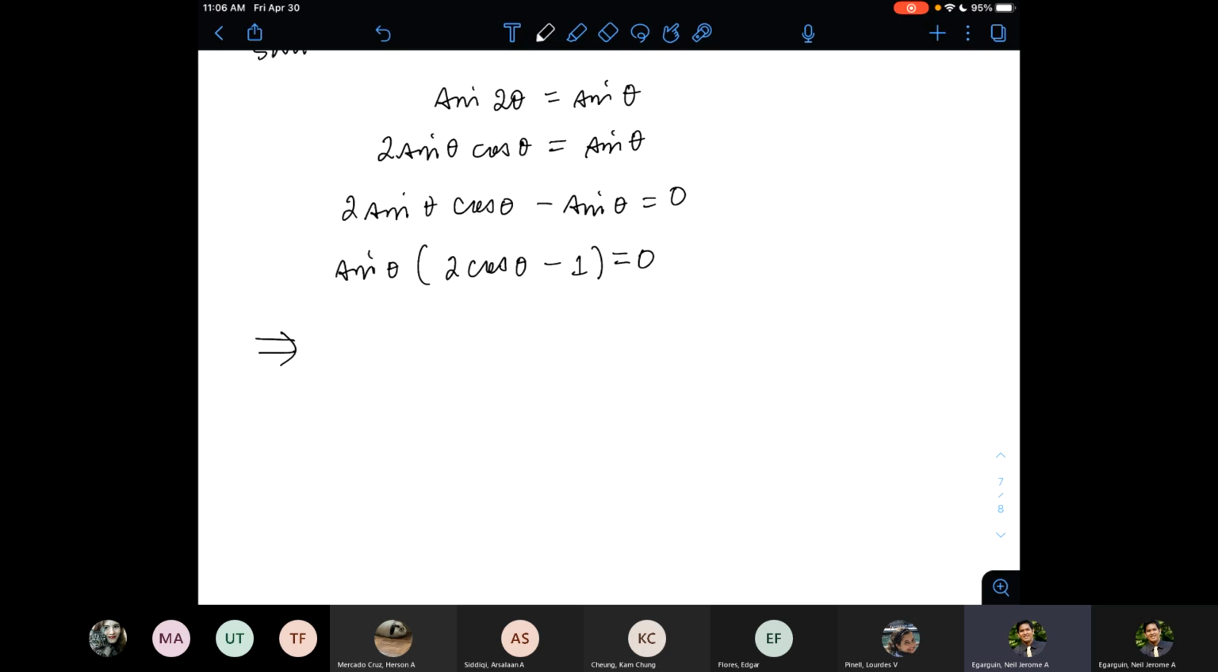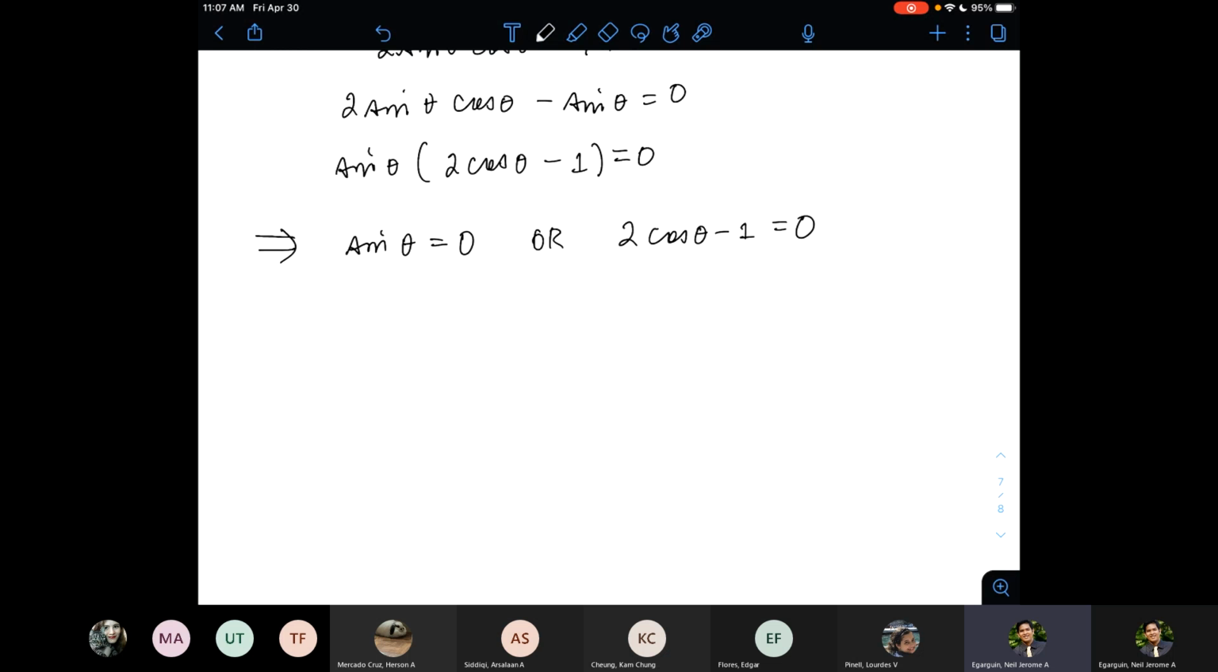We have a product of two numbers being equal to 0. That means either of the factors is equal to 0, right? Either sine theta equals 0 or 2 cosine theta minus 1 equals 0. Sine theta is 0 when theta is 0 or pi, at least on the fundamental solution set. Or here we get cosine theta equals 1/2. So when is cosine equal to 1/2? We go back to the unit circle. Cosine is 1/2 at pi over 3, and the other one would be at 5 pi over 3.